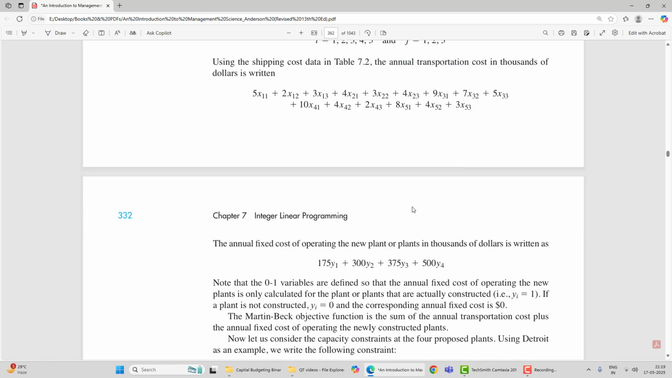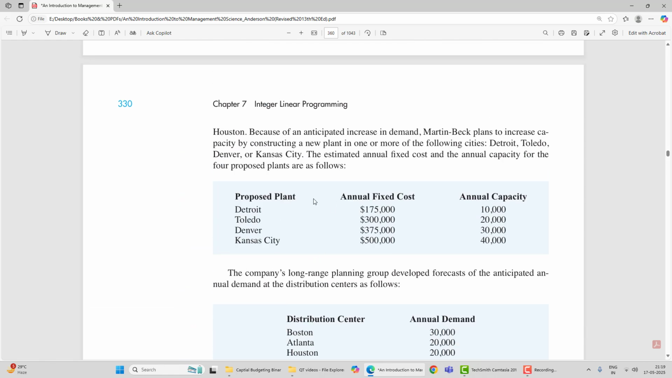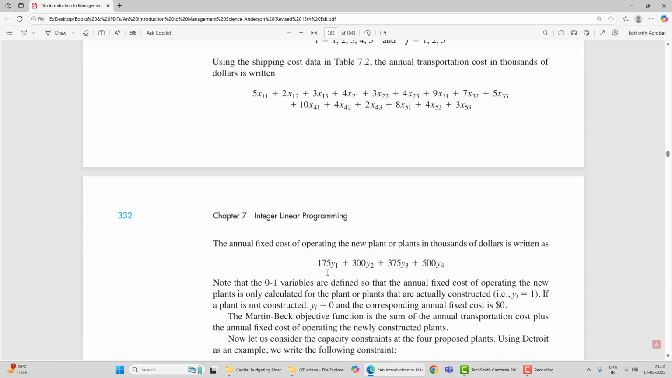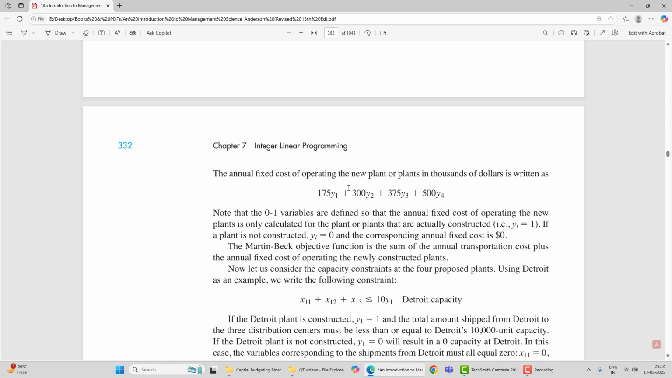But along with this transportation cost, we also have annual fixed cost, which is nothing but the cost given here, the annual fixed cost of proposed plants. Now, if y1 is 1, then this will come into action. If y1 is 0, this will not come into action. So we need to multiply them by y1, y2, y3. So that is what they have done here: 175 y1 plus 300 y2 plus 375 y3 plus 500 y4. So this is going to be the annual fixed cost.